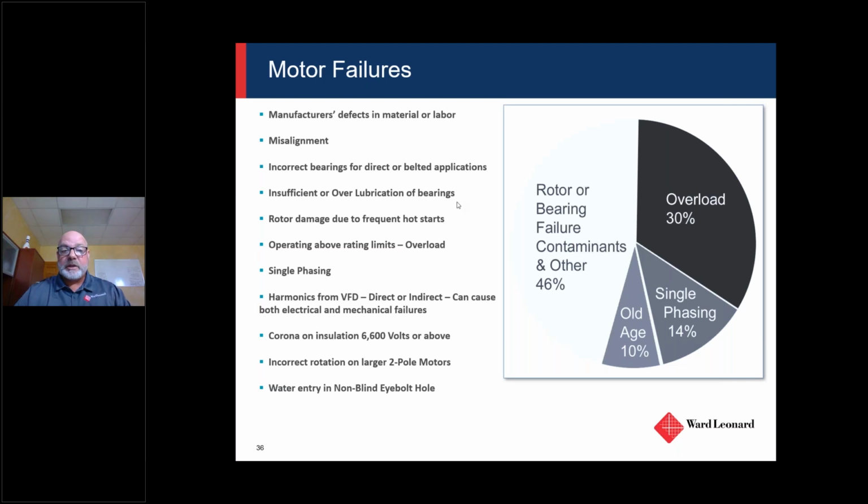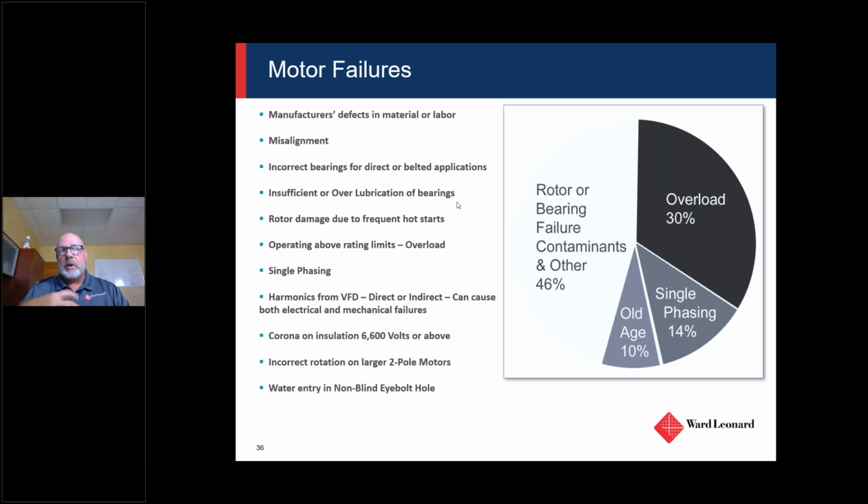Insufficient or over lubrication of bearings, that goes both ways, right? If you don't grease your bearing, it's going to fail. If you over grease your bearing, it's going to preload, because you're putting grease pressure, so now the bearing has to turn against a lot of grease in its rotating design. So it's got to handle the load, plus it's got to run through a bunch of grease.